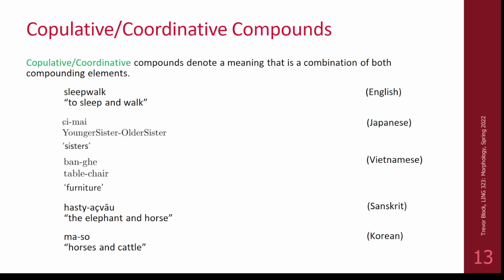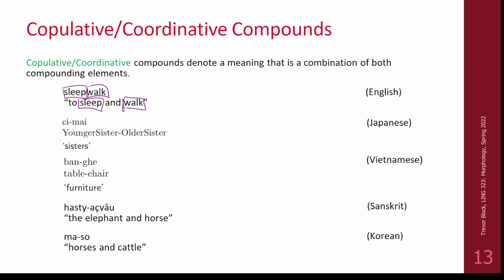Now, in addition to endocentric and exocentric, we can also distinguish compounds by these types of meanings. So the first one we have are copulative or coordinative compounds. So this is when we have a compound that has a meaning from both parts. So like in English, sleepwalk means to sleep and walk. So you could think of these as almost having two heads.